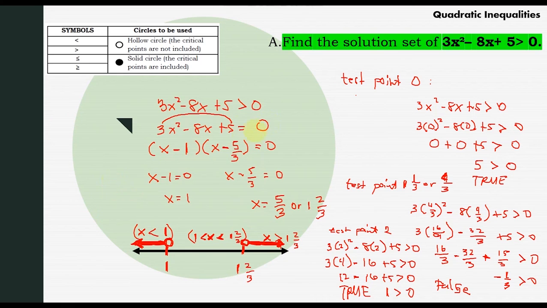So let's write here below. So I'm going to write here solution set. Solution set is x such that x is less than 1 or x is greater than 1 and 2/3. And that's it. We have now obtained our solution set and also the graph of our number line.